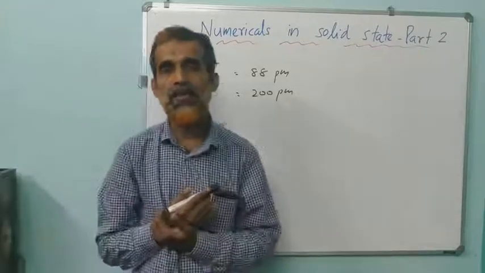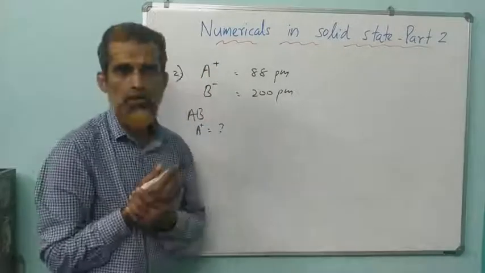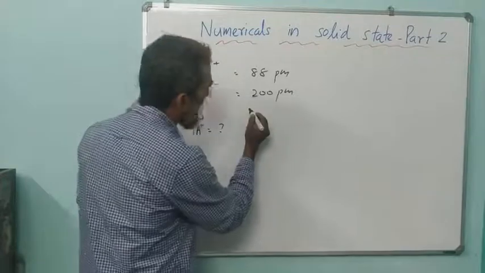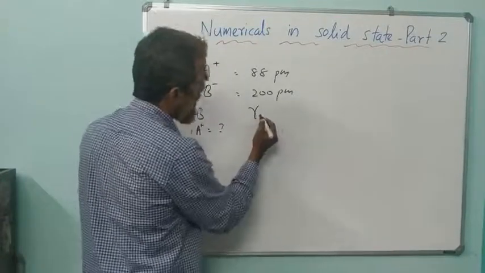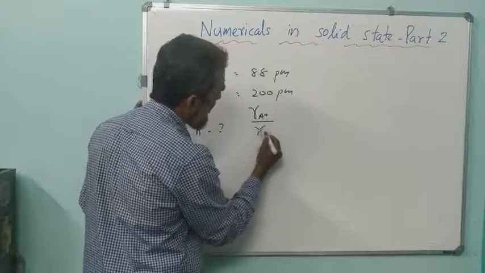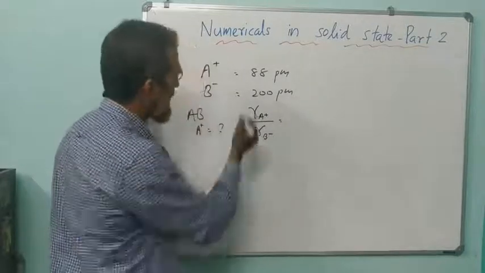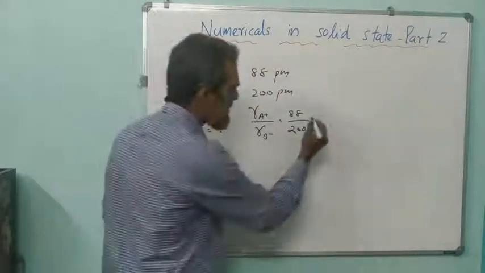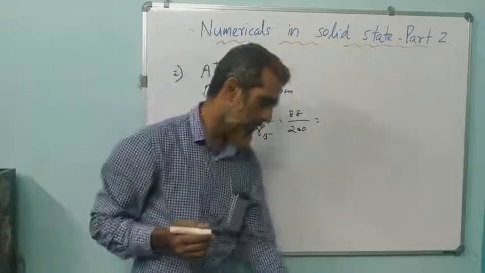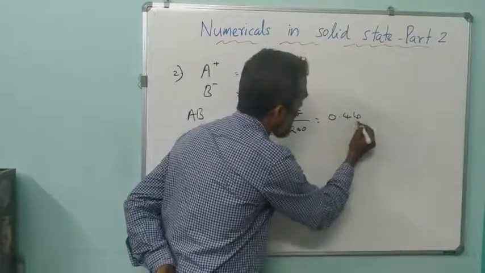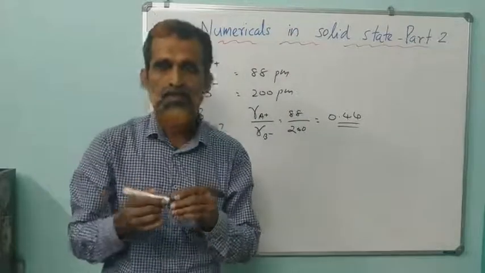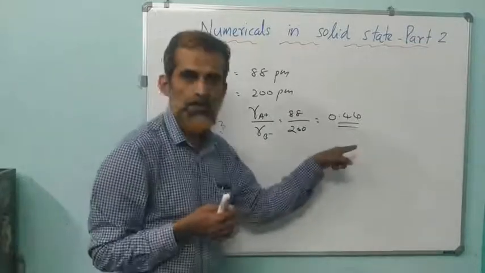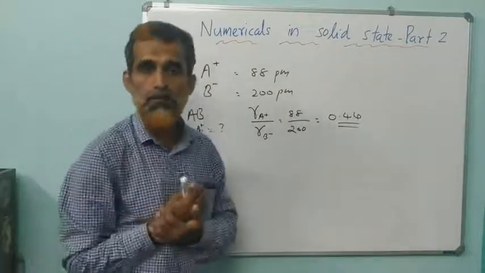How do we predict the coordination? When you are given the ionic radius, we know it's based on the radius ratio rule. You may find R plus by R minus. That means RA plus by RB minus is to be calculated. So that will be here 88 by 200. Of course, the units get cancelled. This is coming to around 0.44. So 0.44 is the radius ratio. Now what we do? We check the radius ratio range and see to which type of void occupancy it belongs.